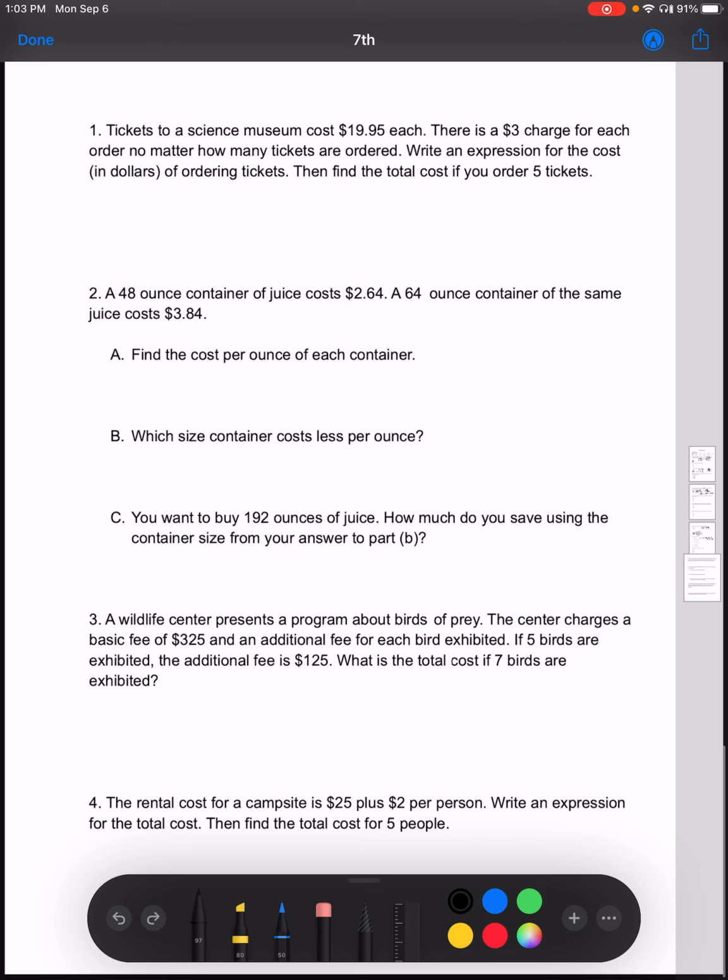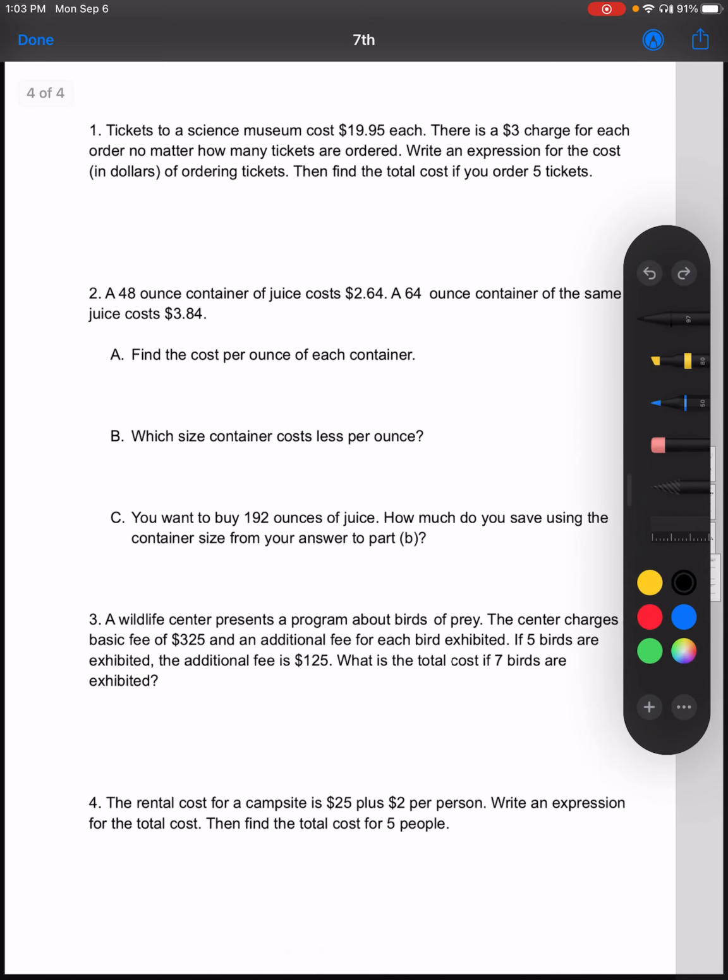And we can finish up with one word problem. The rental cost for a campsite, let's do number 4, is $25 plus $2 per person. Write an expression for the total cost, then find the total cost for 5 people. Well, we can say that x will be the number of people camping. And we know that it's $2 for every person, right? Therefore, we can just say y equals 2x. For every one person, it'll cost $2. And there's this flat fee of 25 bucks. So we just add 25 to the end.